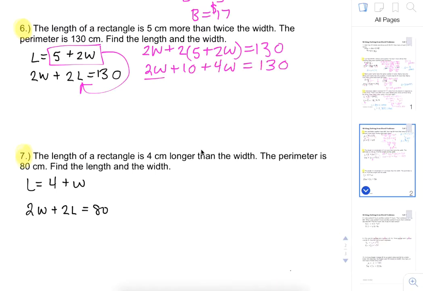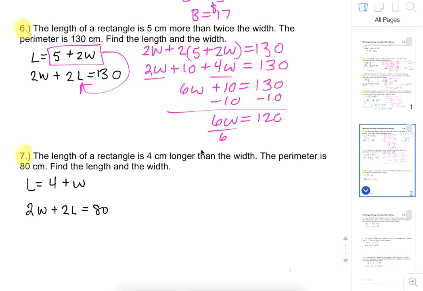I do need to combine my W's, which gives me 6 of them, and then I can cancel off my 10. That gives me 6W equals 120, and it divides pretty evenly. My W is going to come out to be 20. But 20 what? 20 whiffs? 20 watermelon? No, 20 centimeters. You need to put your units on that problem, okay?